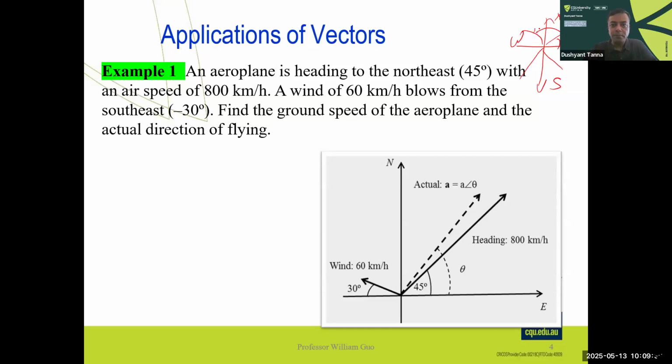Okay, so the aeroplane is heading northwest at 45 degrees with an airspeed of 800 kilometers per hour. A wind of 60 kilometers per hour blows from the southeast. So it's south, east, so negative 30 direction. Find the ground speed of the aeroplane and the actual direction of flying.